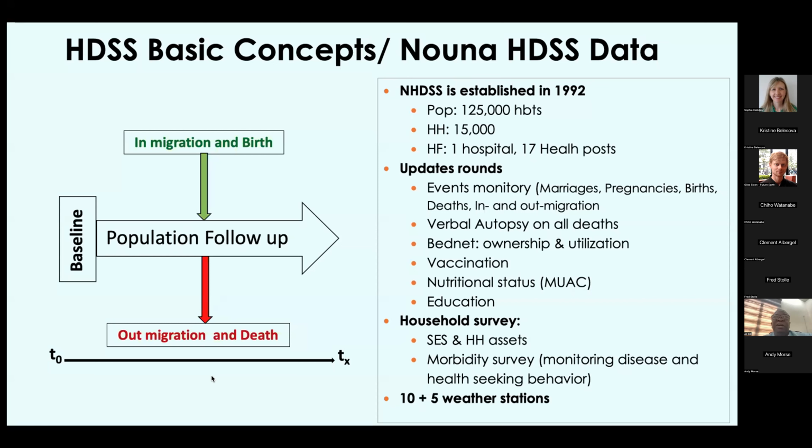We also have a household survey, which is a panel done out of 10% of the entire HDSS, where we try to monitor the socio-economic status of the household and also the assets of the household. How much a household spends, and mostly we focus on how much is spent on health issues. We also collect data on morbidity, acute and chronic diseases, and focus on health-seeking behavior.